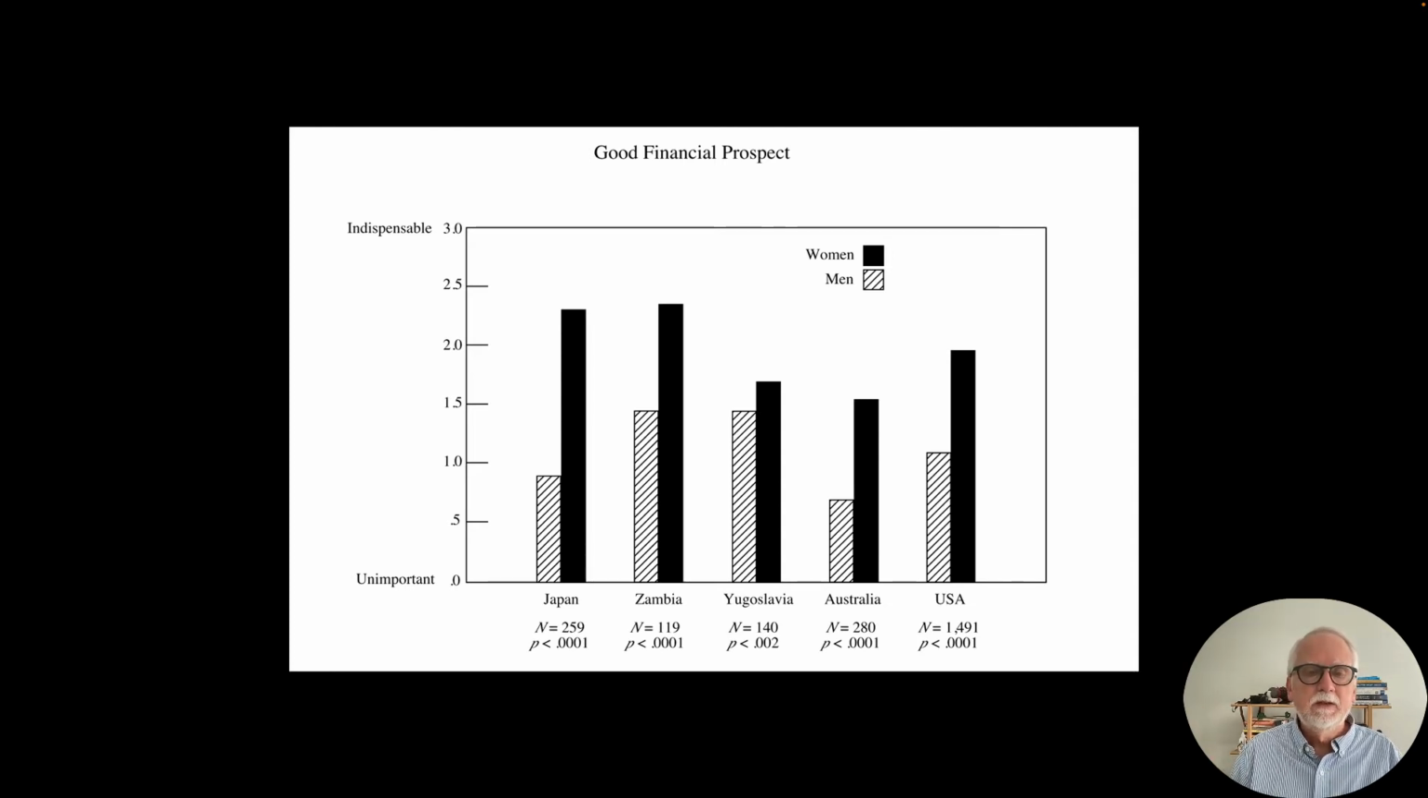Now, here are 5 countries again: Japan, Zambia, the former Yugoslavia before it split up, Australia, which I told you is largely Queenslanders, and the USA. You can see in all of these countries that women are indicating that it's more important, closer to the high end of indispensable, than it is for men. So the women in these different cultures tend to say that it's more important to them than it is for men to have a partner who's got good financial prospects.